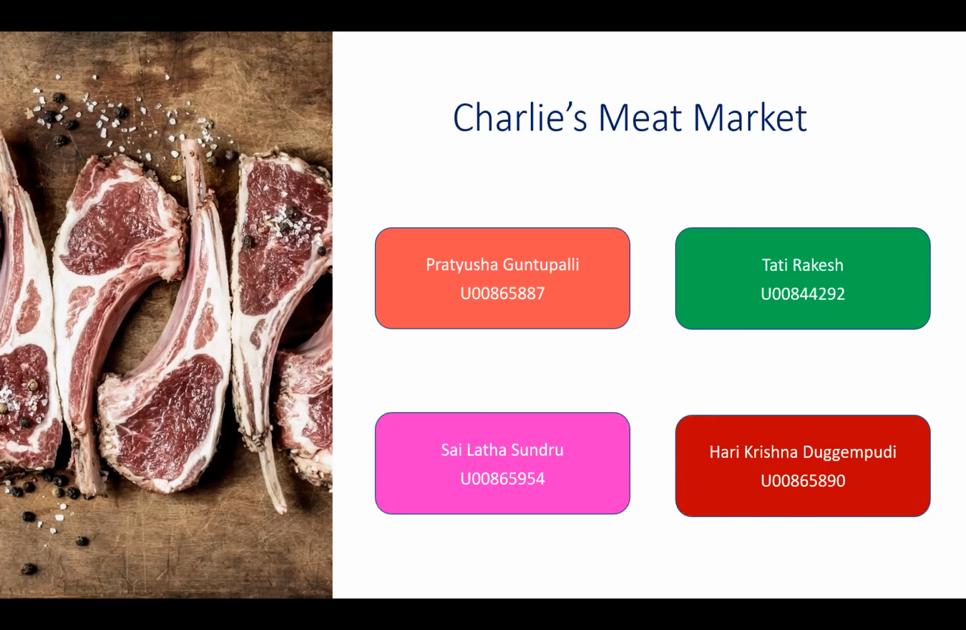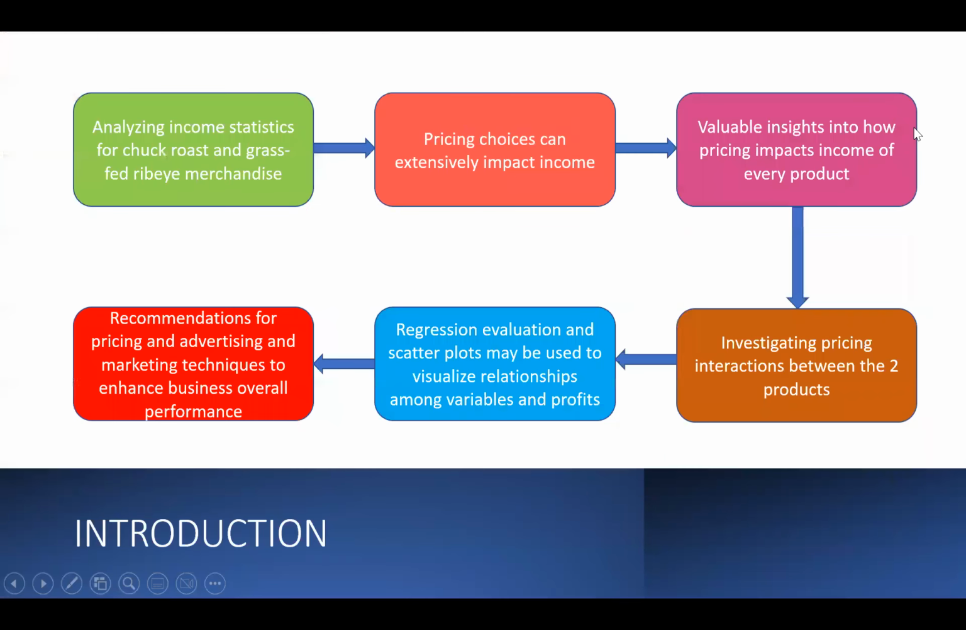And today we are going to discuss demand estimation for Charlie's Meat Market, where we are going to analyze product quantity and price to analyze the income for chuck roast and grass-fed ribeye. We have to analyze price variations between the two products, and we are going to visualize the relationship among variables and profits. We can use regression evaluation and scatter plots. To develop the business, we need to advertise the product price.